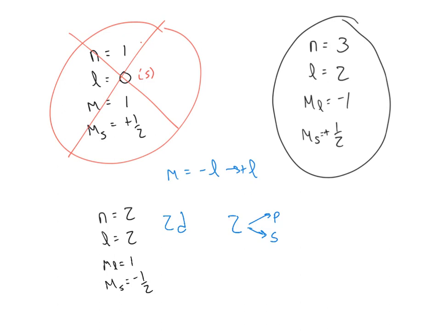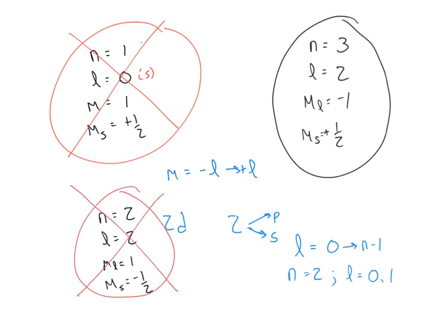The other way to think of that is that our allowable numbers for L are anything from 0 to n minus 1. And so in the second Bohr shell, when n equals 2, our allowable numbers for L are only 0 or 1. Here we have a value of 2. And so this would not be an allowable set of quantum numbers.